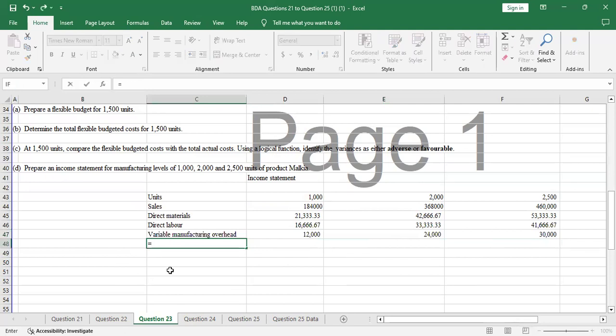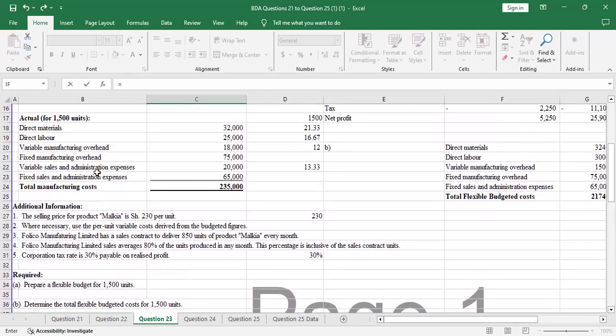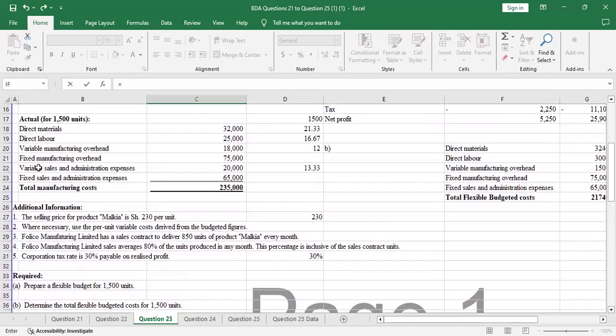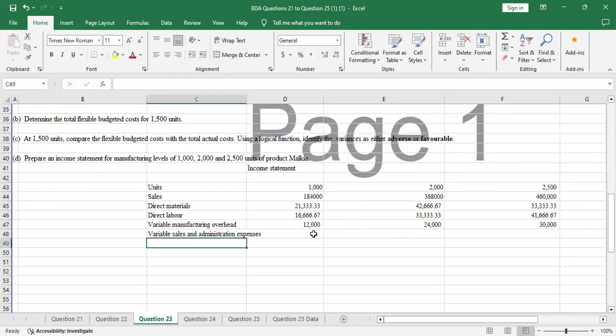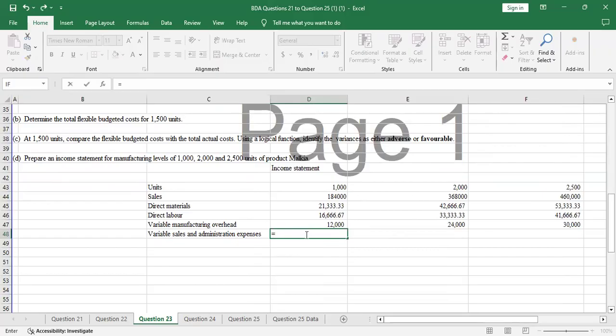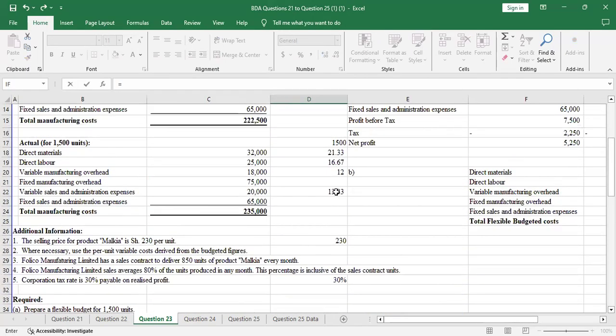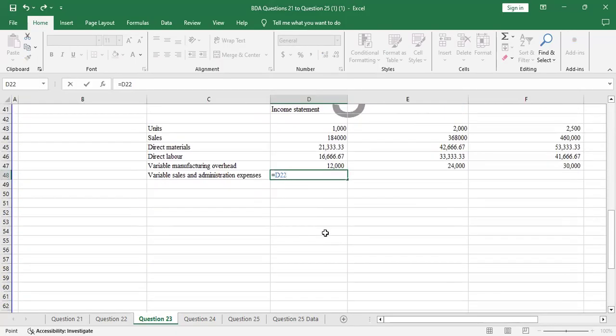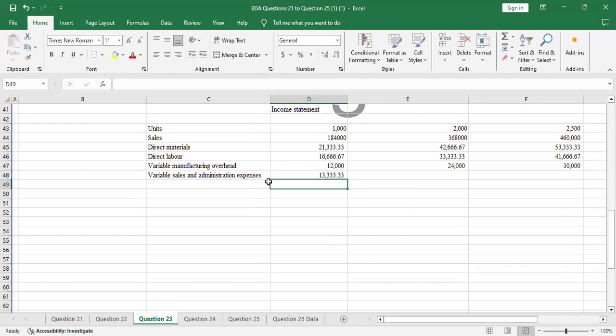Then I'll go to the next item, which is variable sales and administration. I'll take the cost per unit, and I'll multiply by the number of units produced. So I'll lock this, and I'll also lock this other one. Then I'll enter. Once you do that, just drag and the other values will appear automatically.